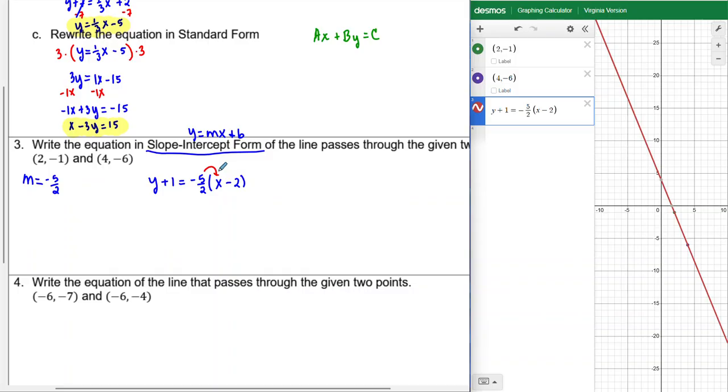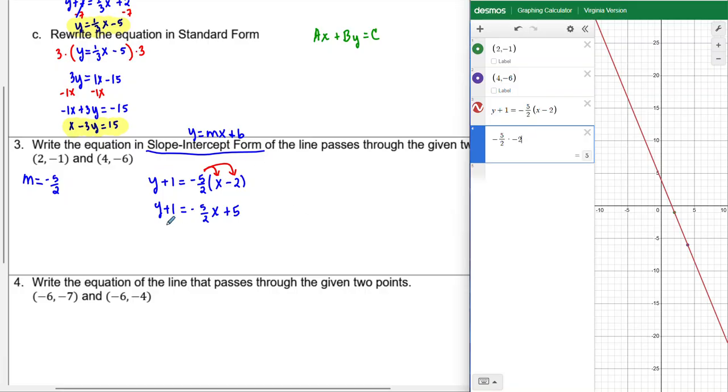And then from here, I need to go ahead and convert it into slope-intercept form. So distribute to get rid of the parentheses. So you're going to do y plus 1, bring this down, equals negative 5 over 2 x. Negative negative is a positive. Negative 5 over 2 times negative 2 is positive 5.